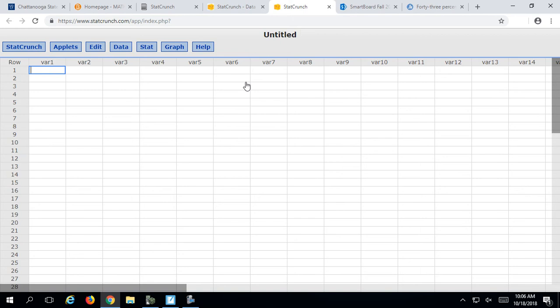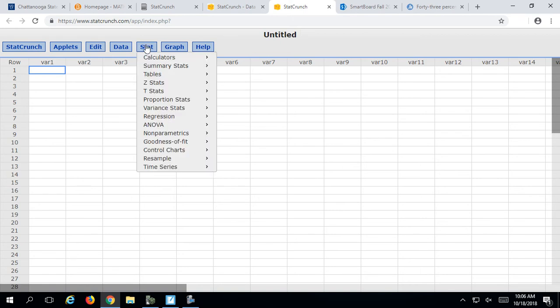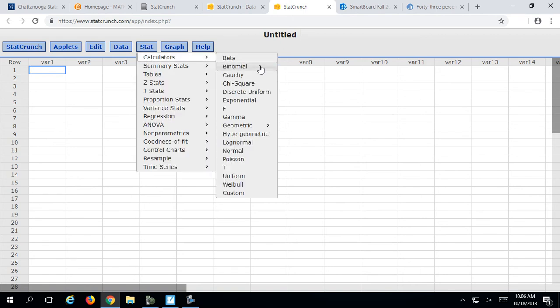So you're going to go to Stat Calculators. The binomial distribution is a special one with a special name. So it's got its own calculator. So you go to Stat Calculators and you click on binomial.